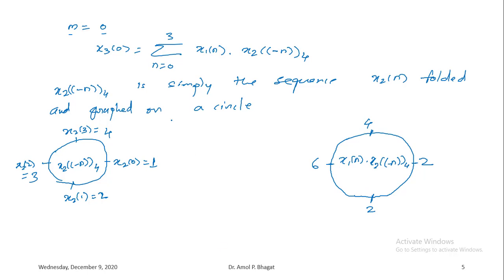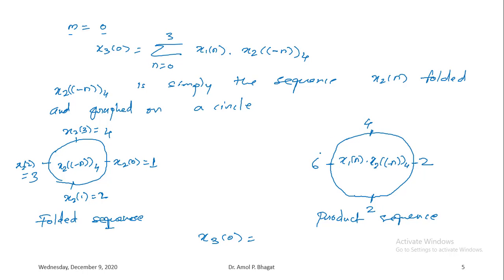And to get this x3 of 0, this particular circular graph indicates the folded sequence, and this is nothing but the product sequence. So to get the actual value of x3 of 0, we simply have to sum these values, these 4 values for n equal to 0 to 3.